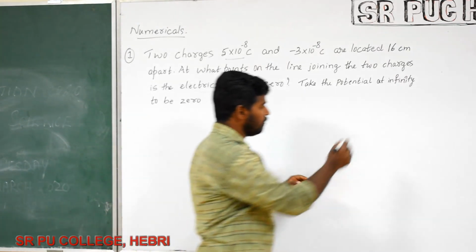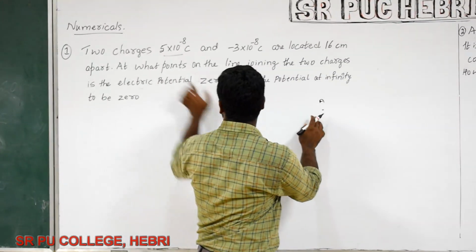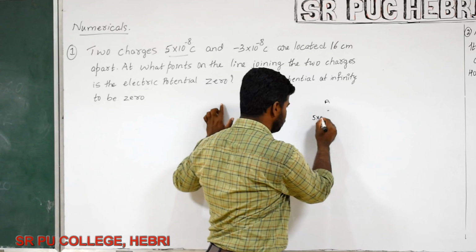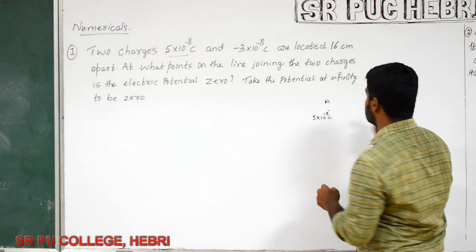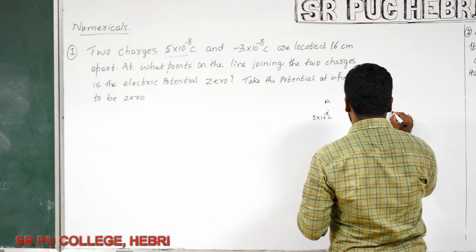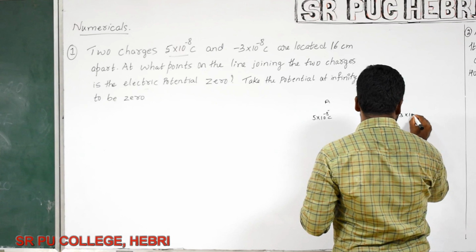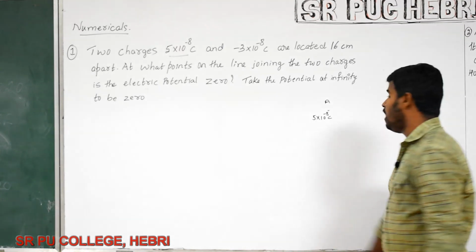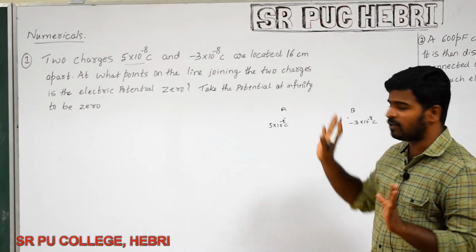Two charges are given. Suppose we have taken 2 points A and B. The point A is where we place the charge 5 into 10 raised to the power minus 8 coulomb. The other point is taken as B. The point B is where we place the charge minus 3 into 10 raised to the power minus 8 coulomb, located 16 centimeter apart.